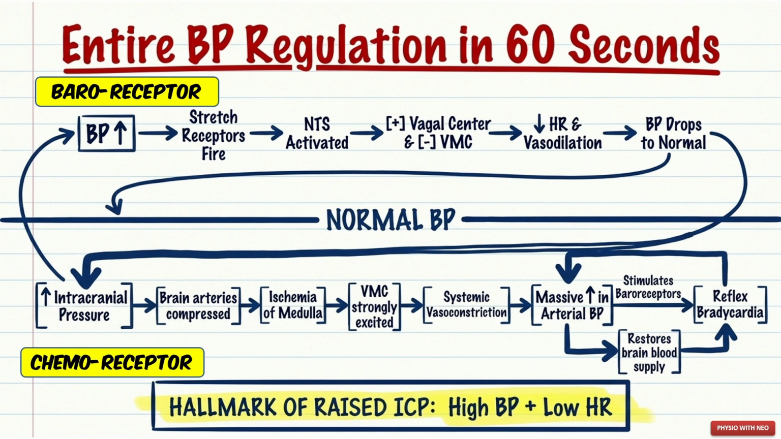Whereas in the second mechanism, that is the chemoreceptor mechanism and CNS ischemic response, whenever there is an increase in intracranial pressure, the brain artery is compressed and that causes ischemia of the medulla, and ultimately the vasomotor center strongly excites systemic vasoconstriction, and there is a massive rise in arterial blood pressure. But remember, though it restores the main brain blood supply, it also stimulates the baroreceptor and causes reflex bradycardia. The hallmark of raised intracranial pressure is high blood pressure along with a low heart rate.